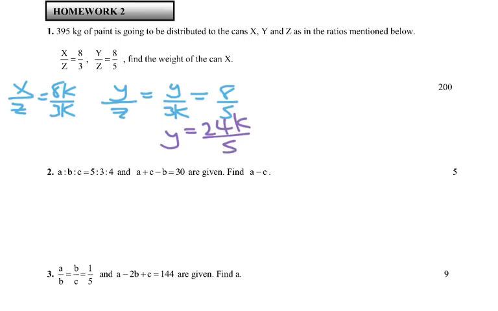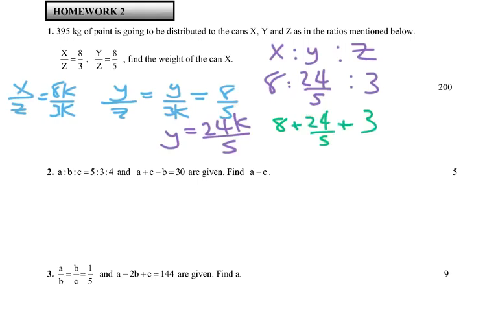So if we express this as a ratio for x, y and z, we would have 8, 24 over 5 and 3. And when we've got a ratio like this, we can add these together. So 8, and then if we change these values, instead of 8, let's say 40 over 5, instead of 3, let's say 15 over 5, and if we total those all up, we end up with 79 over 5.